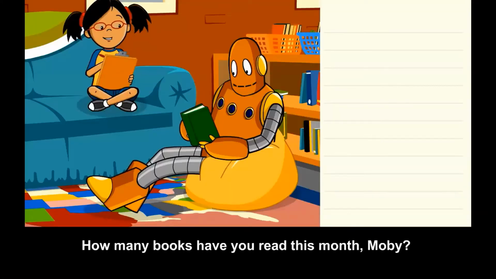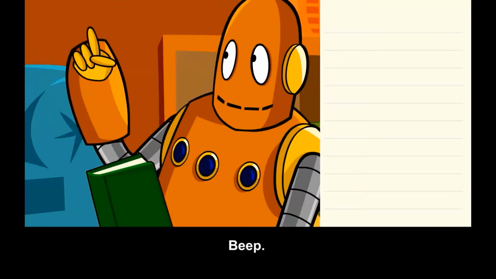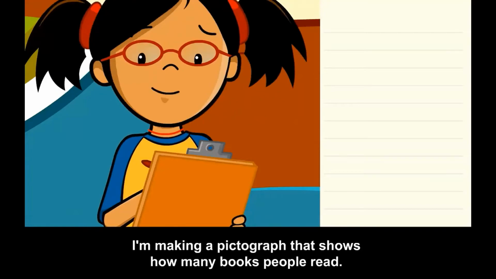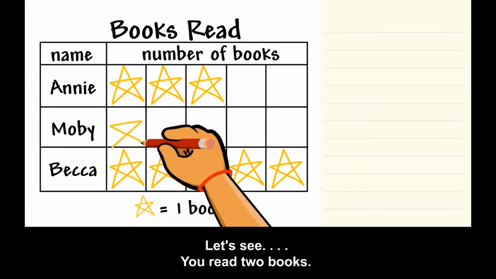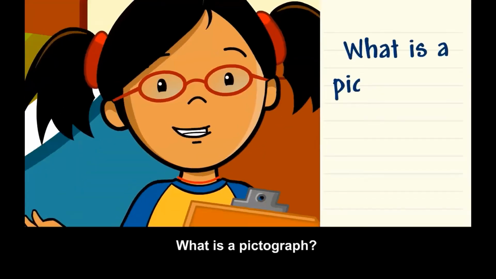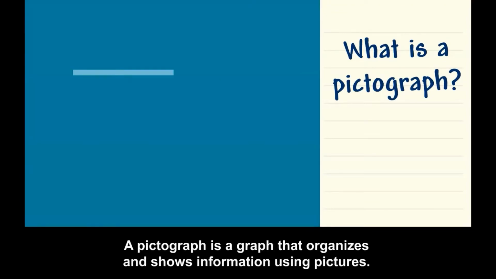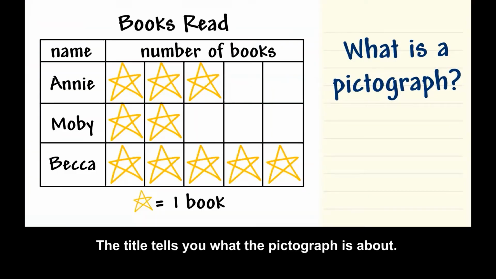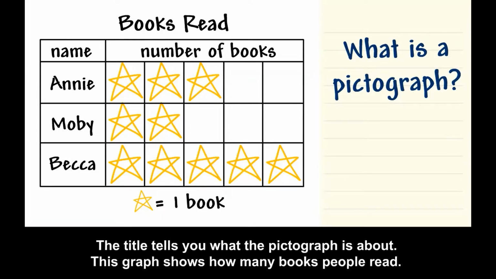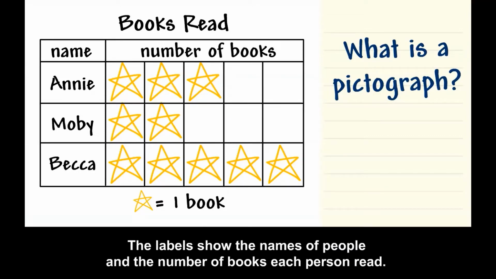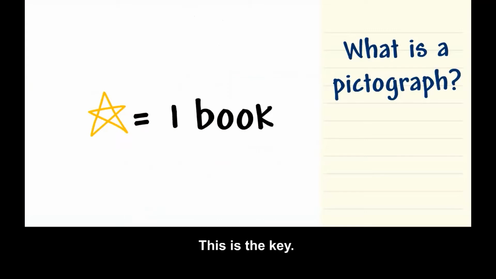How many books have you read this month, Moby? I'm making a pictograph that shows how many books people read. Let's see. You read 2 books. What is a pictograph? A pictograph is a graph that organizes and shows information using pictures. The title tells you what the pictograph is about. This graph shows how many books people read. The labels show the names of people and the number of books each person read. This is the key.